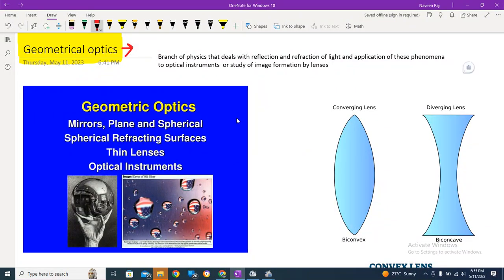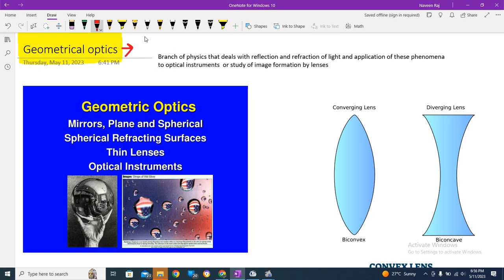Hello guys, welcome back to a new video. In today's video we are starting a new series of topic that is about geometrical optics. Now this is a very important topic of physics, and it is one of the most important topics in terms of practical physics.